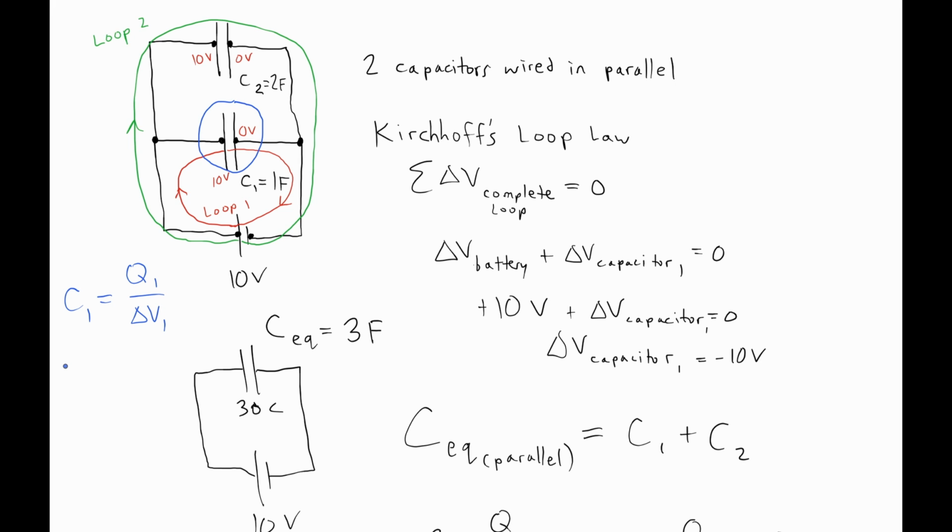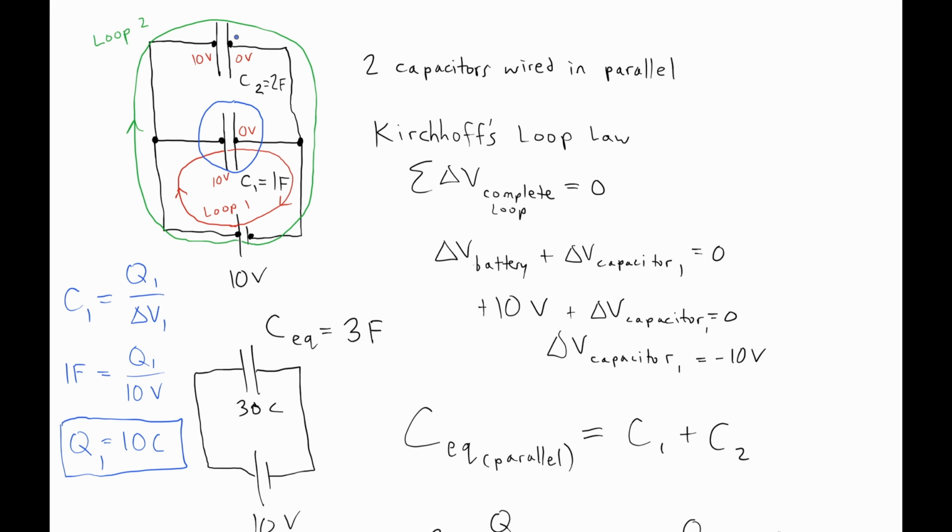Let's plug in the capacitance. That one's 1 farad. We're going to have Q over 10 volts because that's the drop in potential across that capacitor. So your Q is going to be 10 coulombs for capacitor 1.